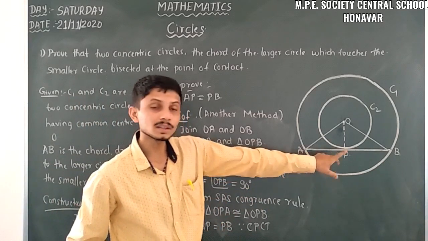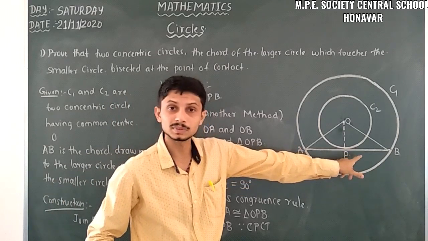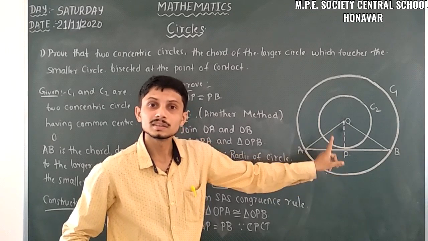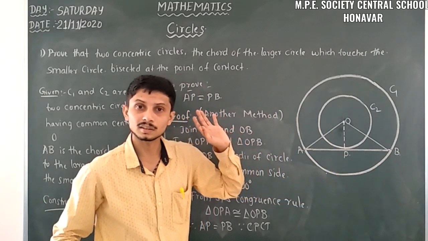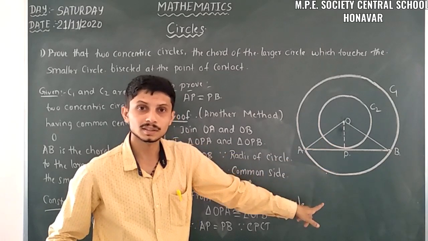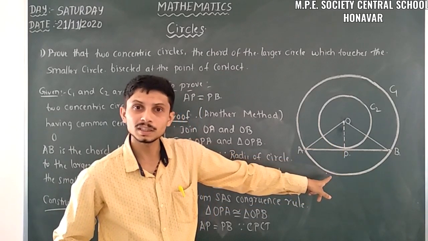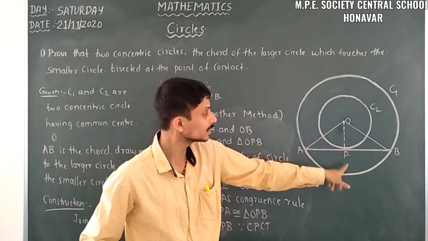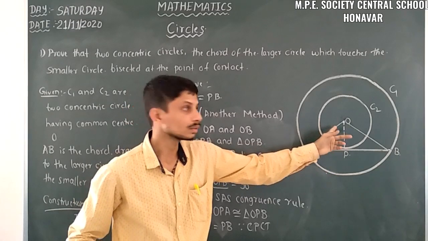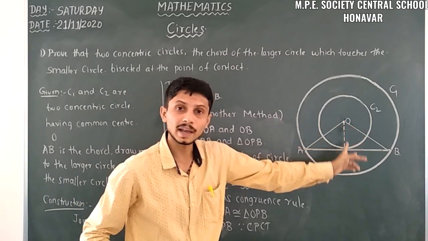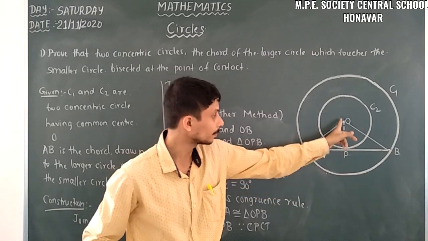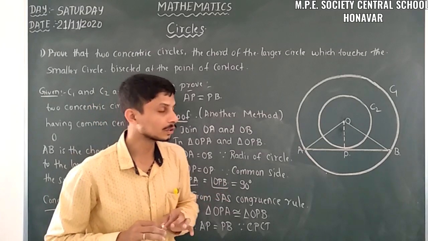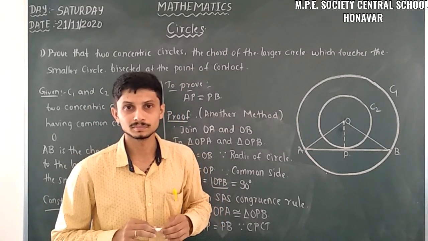But here the confusion is, when we have a chord of the first larger circle, it also touches the second, smaller circle. That means it touches at one point, so it becomes a tangent. So obviously the line segment from the center of the circle bisects it, so we can take this as perpendicular here. So OP is perpendicular to AB, we can take.